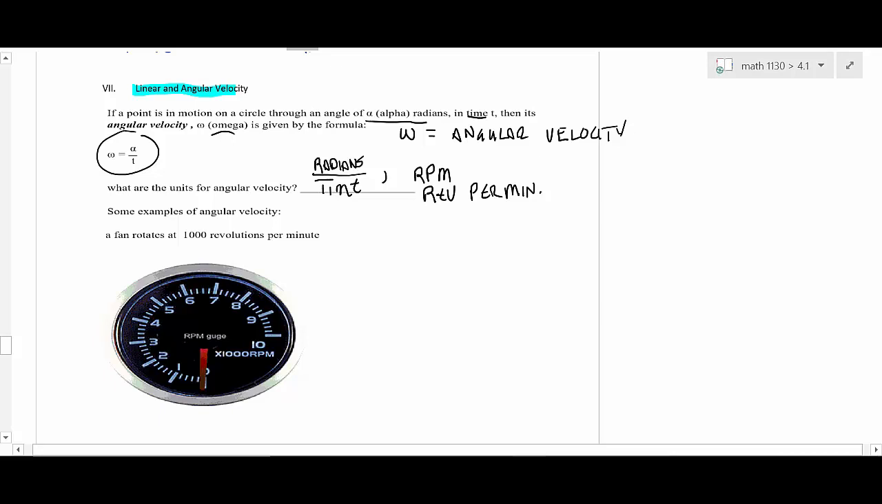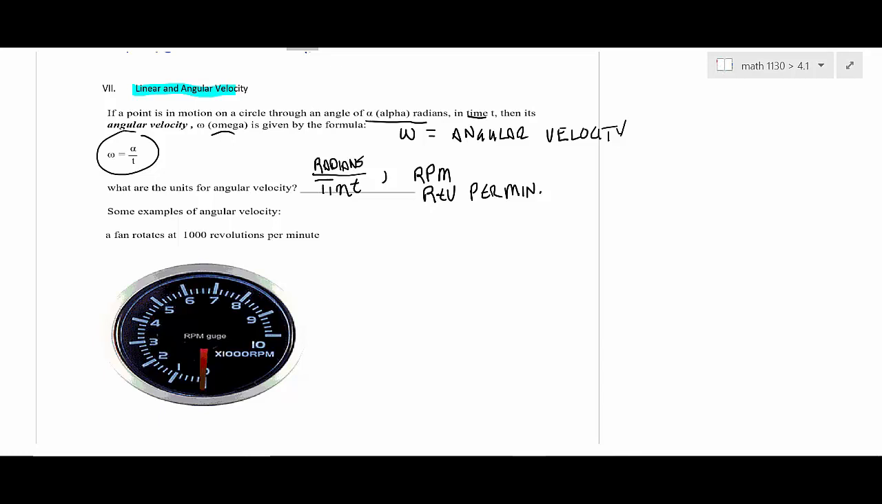Okay, so if you're looking at angular velocity, one of the best ways to do this is next time you get in your car, look at your tachometer, because that is measuring angular velocity. So what that's saying, okay, you get in your car, this is measuring not how fast you're going in miles per hour, it's telling how fast your engine's cranking.